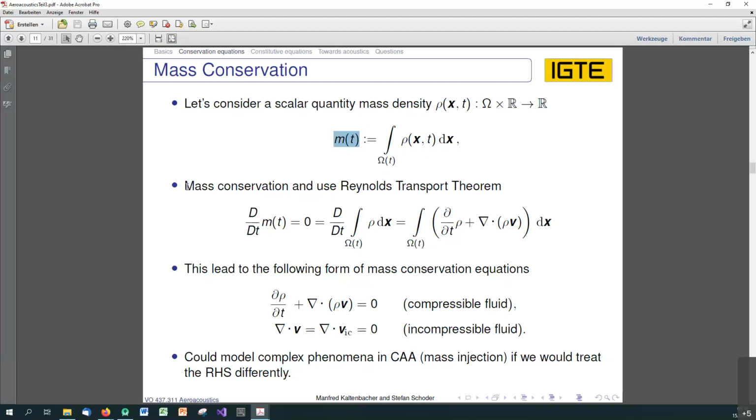Conservation of mass. Everyone knows what conservation of mass states? Probably one of you would like to explain it to the others.